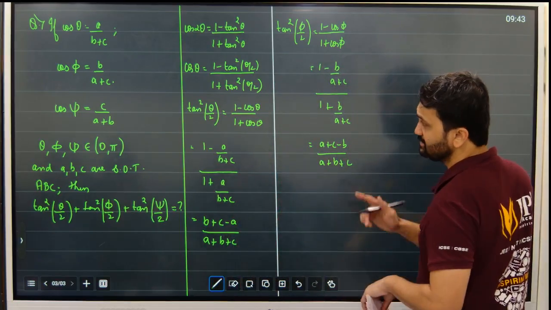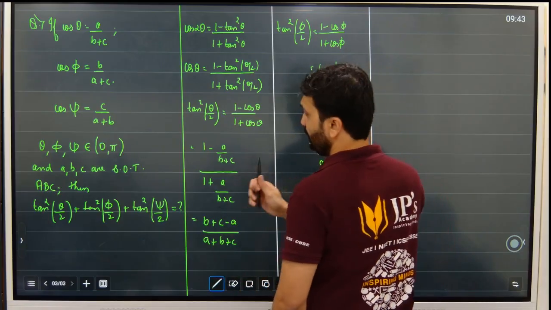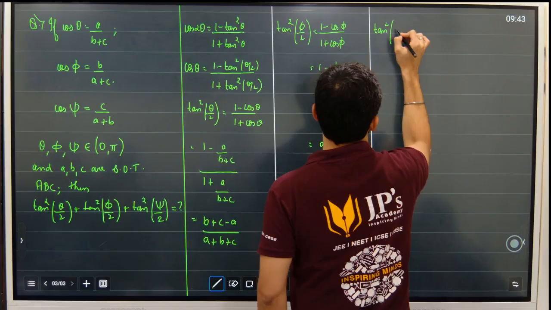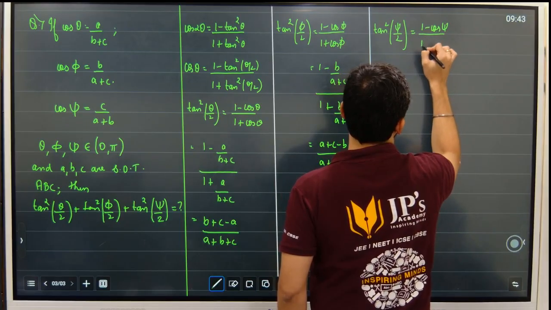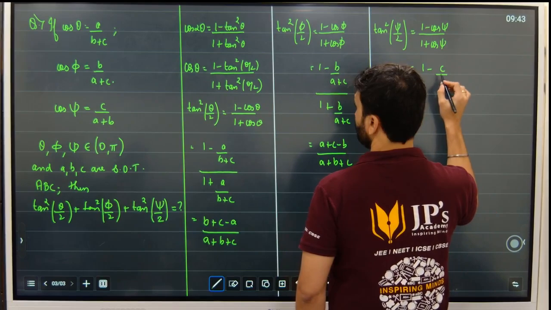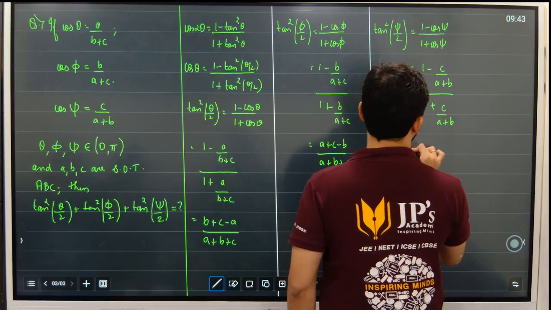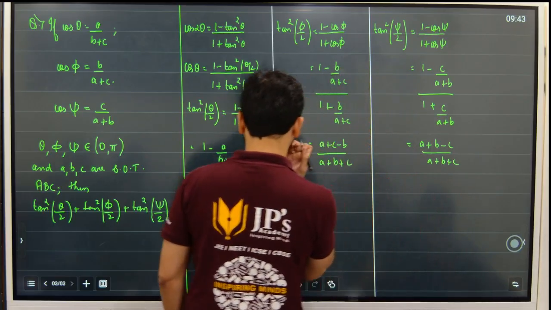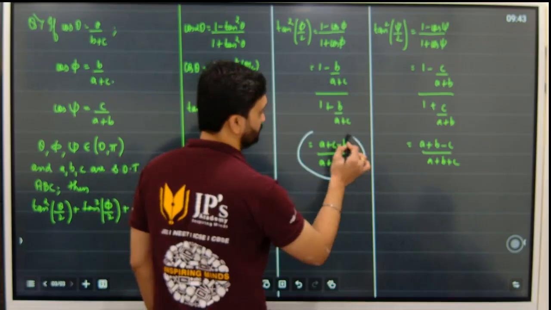Here we go. And the last is the same thing, tan square psi by 2 is equal to 1 minus cos psi upon 1 plus cos psi, which is equal to 1 minus C upon A plus B upon 1 plus C upon A plus B, which is A plus B minus C upon A plus B plus C. And guys, this is the first part of the sum, this is the second part of the sum, and this is the third part of the sum.